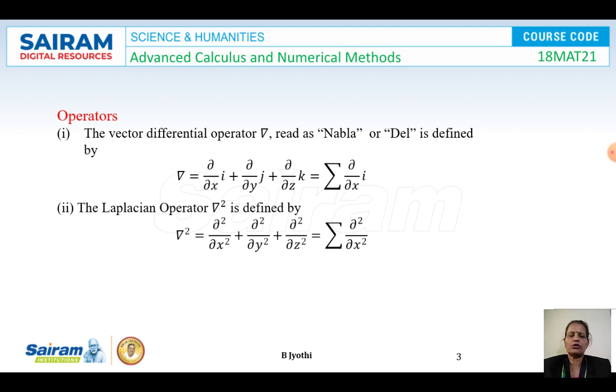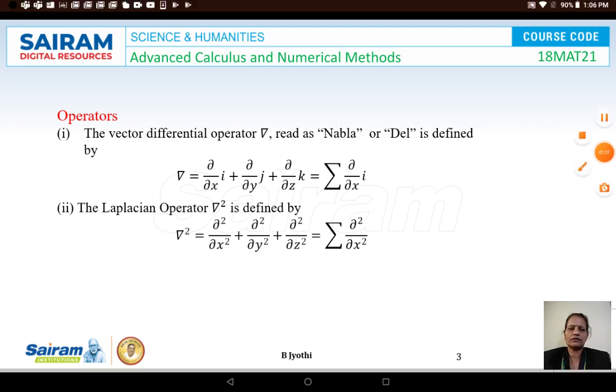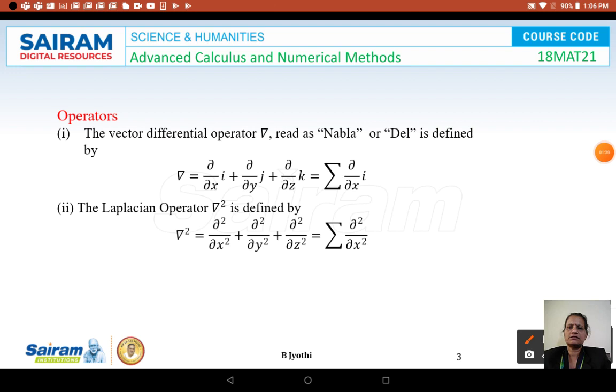Next, let us see the operators. What are the operators we are going to see now? The first operator is the vector differential operator, that is read as nabla or del. It is defined as nabla is equal to dou by dou x of i plus dou by dou y of j plus dou by dou z of k. It is simply written as summation of dou by dou x of i.